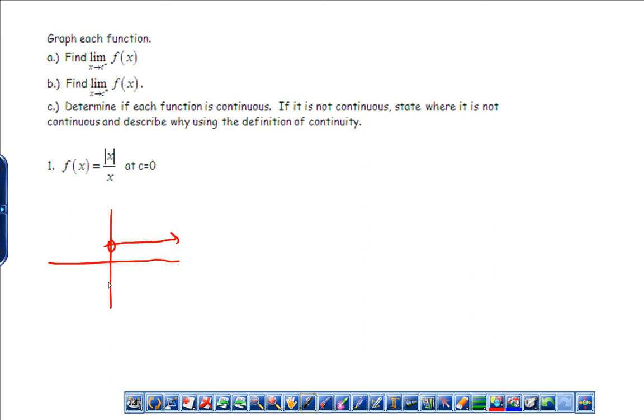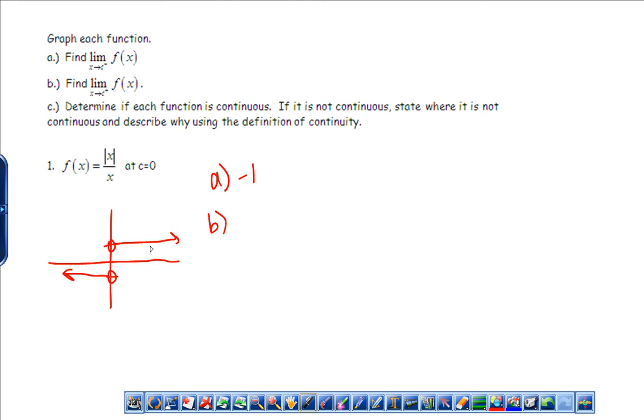Now for the negative numbers, this is going to be negative 1 because the top is positive and the bottom is negative. But again, we don't have a point at 0. So that's what that graph looks like. The left-sided limit, as x approaches 0 from the left, is negative 1.